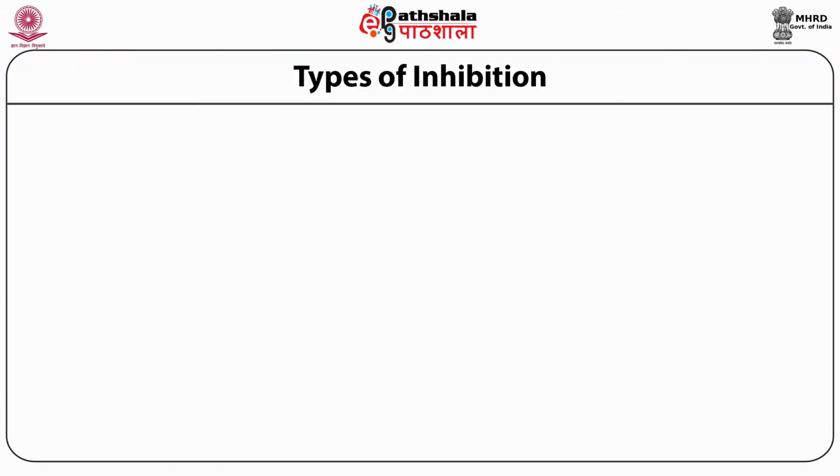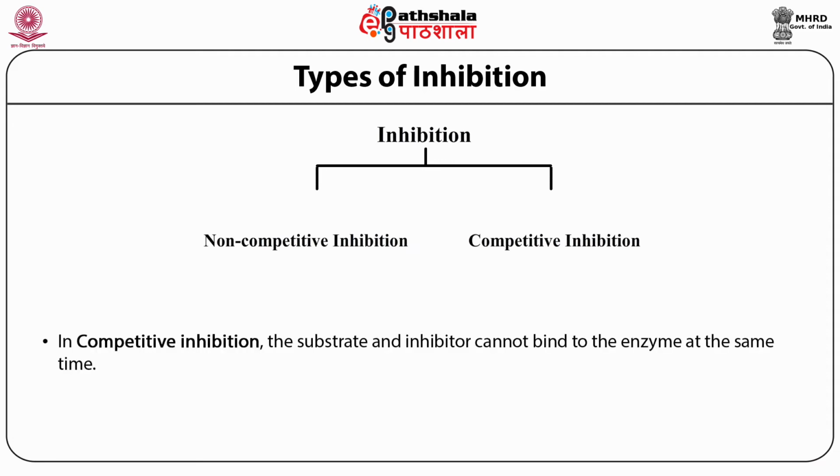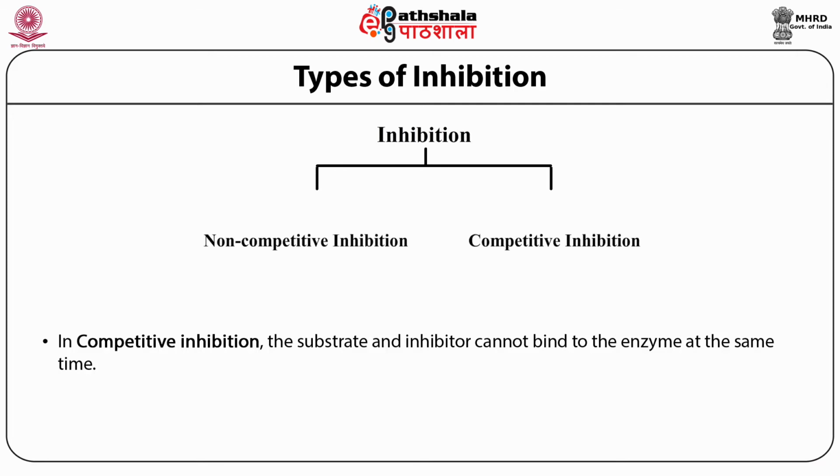Now we discuss the types of inhibition. There are two types of inhibition, competitive inhibition and non-competitive inhibition. In competitive inhibition, the substrate and the inhibitor cannot bind to the enzyme at the same time. They do compete with the substrate for the active sites and slow down the rate of the catalyzed reaction.